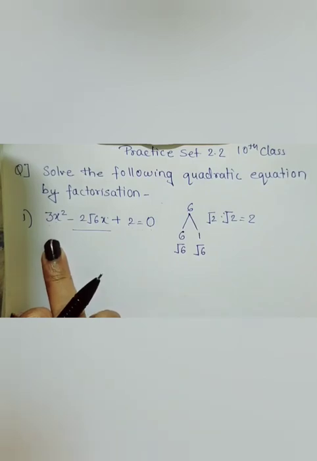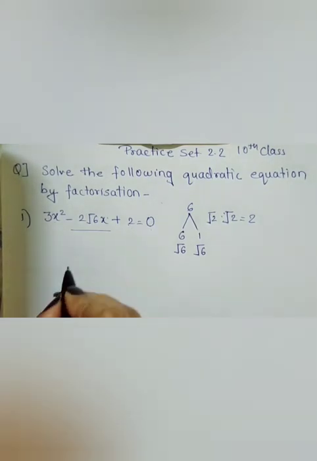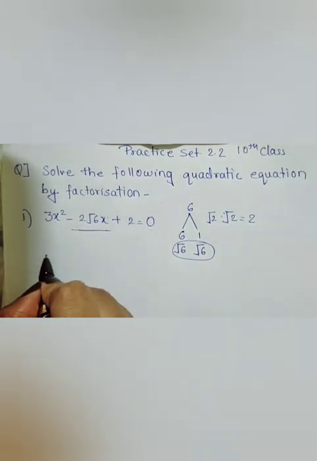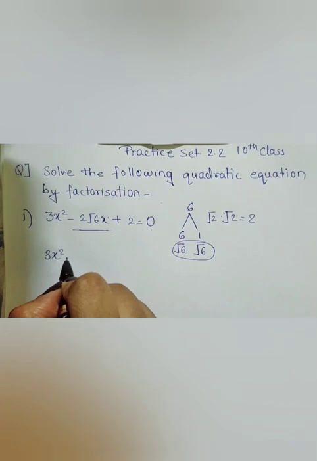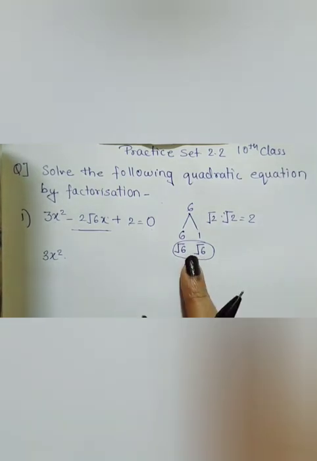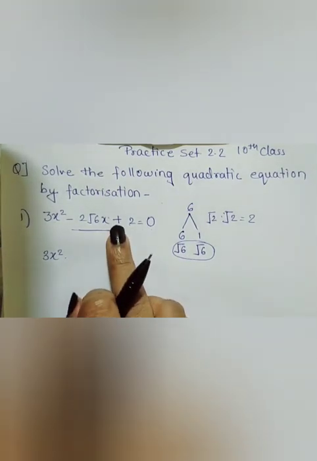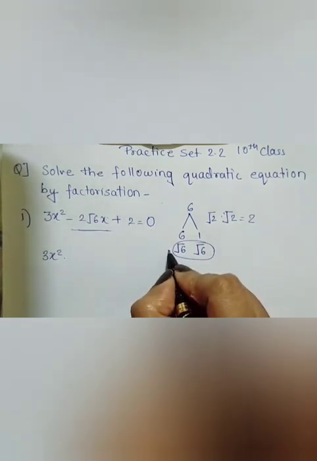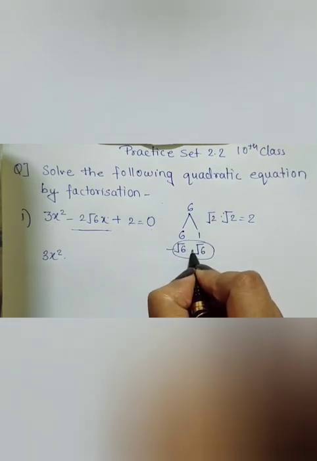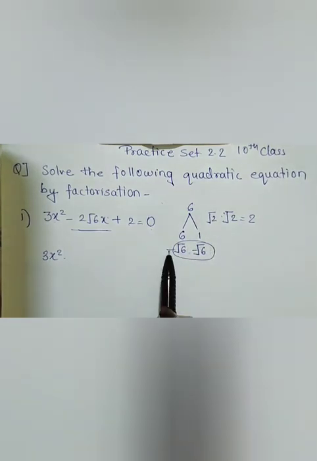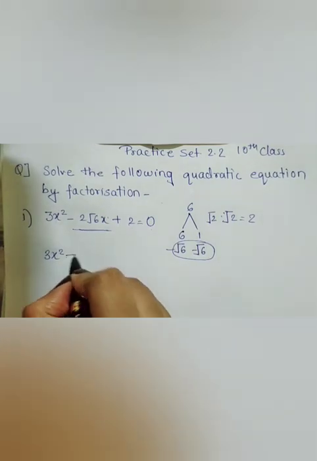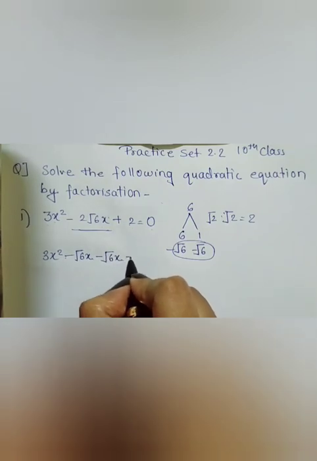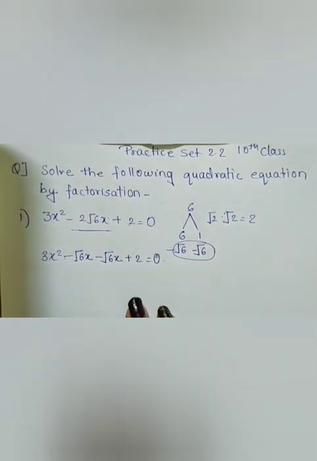Now you can write here. This will come in the middle term. So first we'll write 3x square. Got it? And the sign we have to check. If a plus sign is there, whatever sign of this one will come to both, minus and minus. Minus nothing but plus. So we'll take minus root 6x minus root 6x plus 2 equal to 0.